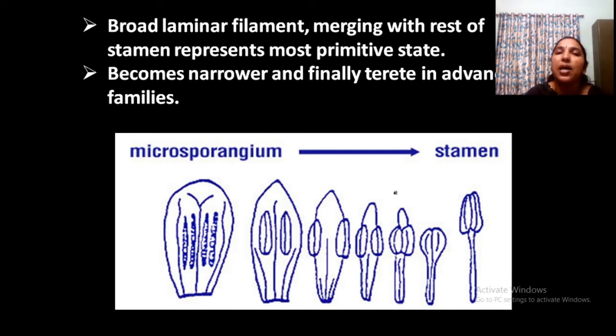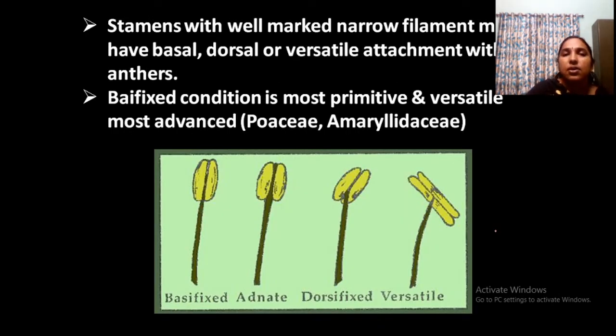Now, the broad laminar filament merges with the rest of the stamen. See, the microsporangium in the stamen becomes narrower, and it finally becomes the advanced family. So, this is a diagram, and you can look into the drawn diagrams and the different modes of sterile appendage left. Okay. Stamen with a narrow filament, basifixed and dorsifixed versatile attachment: the basifixed condition is primitive and versatile is advanced. See, how to look at it: basifixed is what? Primitive, and think about versatile in Gramineae, it is considered advanced. Clear? These are the four types.